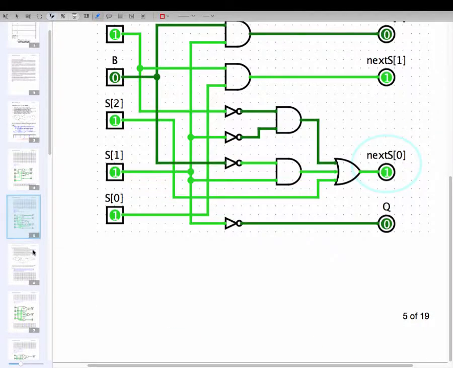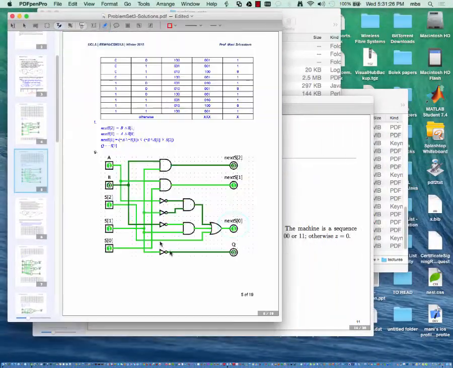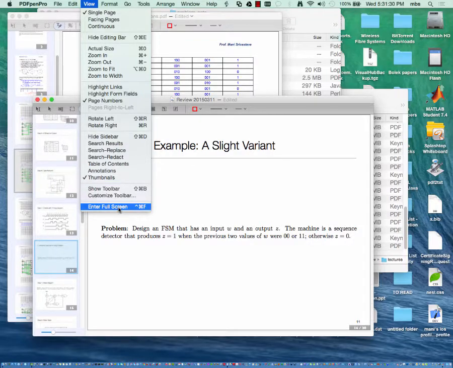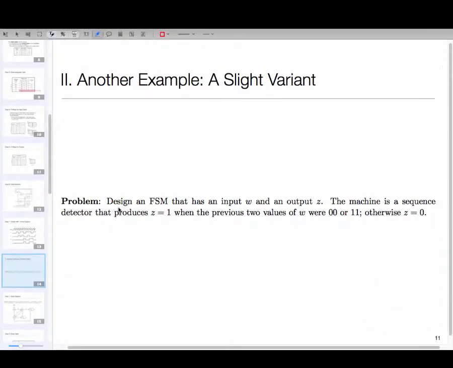Okay, let's go back to, let's design an FSM that has input W and output Z. The machine is a sequence detector that produces Z equal to 1 when the previous two values of W were either 00 or 11. So now I have two patterns to detect. So this is like my Apple and Google version of the problem.